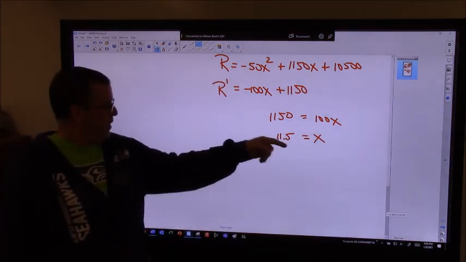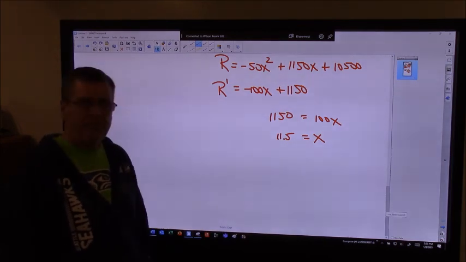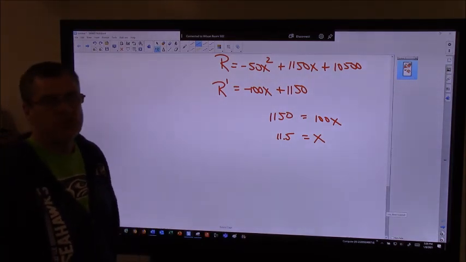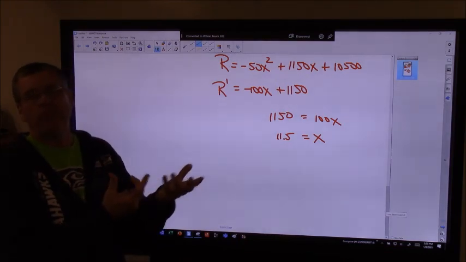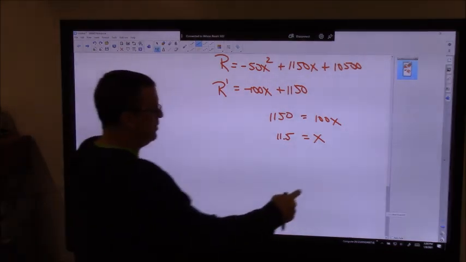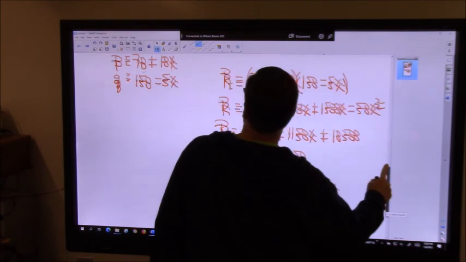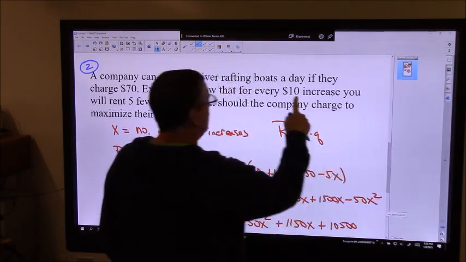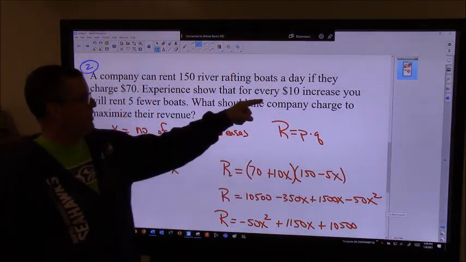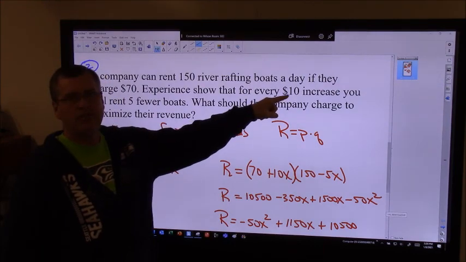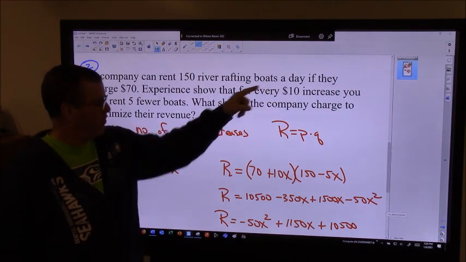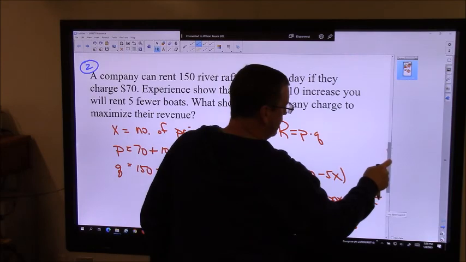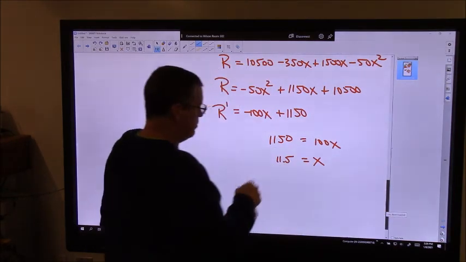So is it okay to raise the price half a time? Well, sure. If that's what's going to make the most revenue, why not? We don't have to always go up in $10 increments? It doesn't have to be $10. If I raise the price half of one time, that'd be $5. So really, any decimal number right here is okay.